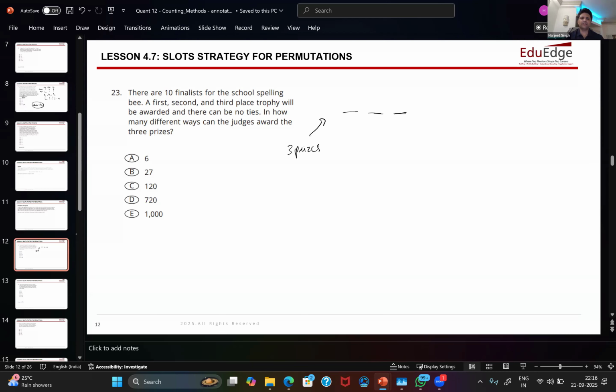Now the first blank, can I say there could be 10 possibilities because there are 10 finalists. So the first prize can be filled up in 10 ways. The second prize, because the first will be selected, can be filled up in 9 ways. And the third prize, since 2 of these will be done by then, first and second, the third can be selected in 8 ways. And the product of all these is 720, which is the answer.